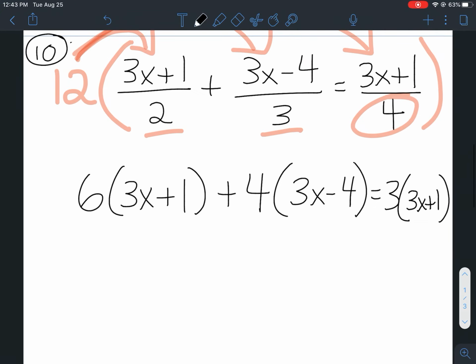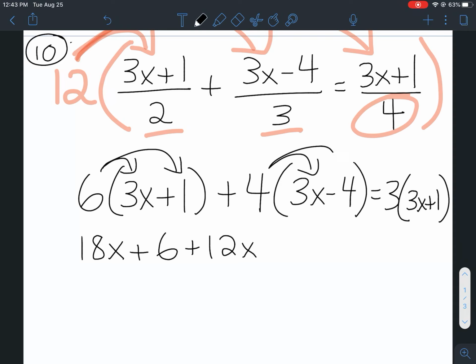So now I have a lot of distributive property to do here. 6 times 3x and plus 1, so 6 times 3x is 18x. 6 times 1 is 6. 4 times 3x is 12x. 4 times negative 4 is negative 16. 3 times 3x is 9x. And 3 times 1 is 3.